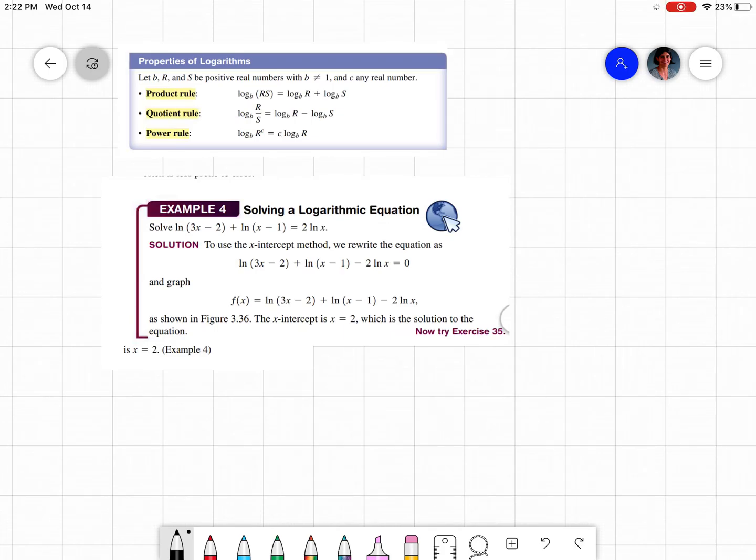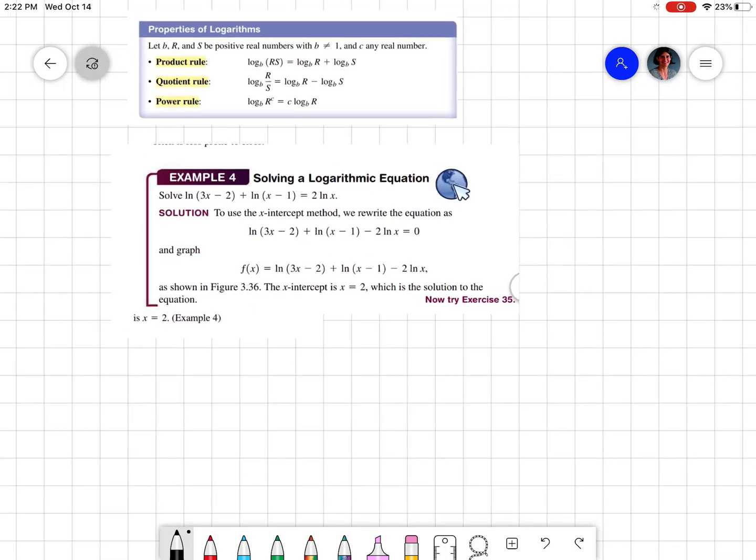Solving log equations is one of my favorite things to do because I love how complicated it looks and how simple things boil down to when you use the properties. So I just wanted to look at an example here with you. If you use the properties, what you can do.